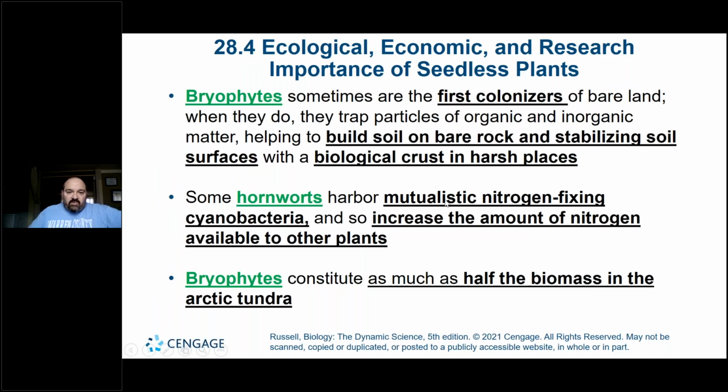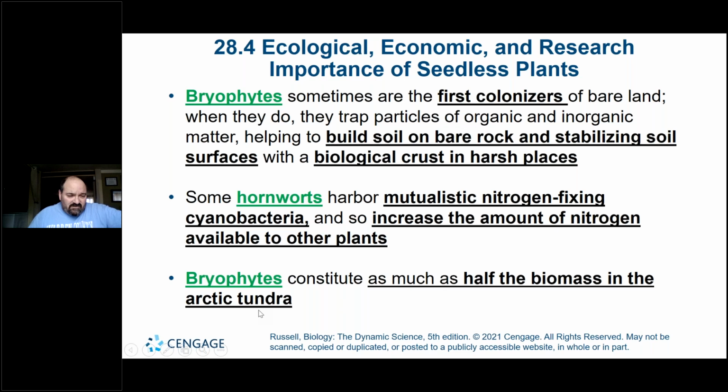You'll see here as far as the hornworts are concerned, right? They have mutualistic nitrogen-fixing cyanobacteria. So they harbor these cyanobacteria, and it increases the amount of nitrogen available to other plants, which is also, when you have fertilizer and such, what do you think it contains? You think it contains quite a bit of nitrogen in order to provide the nutrients that the plants need in order to survive and grow? Absolutely.